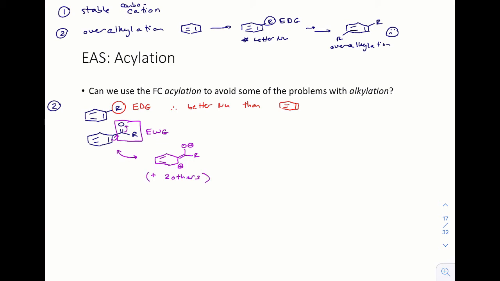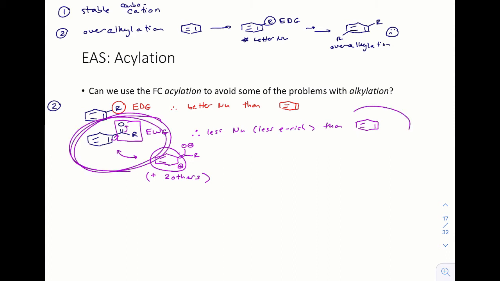What we see from the resonance structure that I drew is that this ring is less electron rich than just benzene without any substituents. So it is a worse, or a less reactive, nucleophile. So it's less electron rich, right? We see positive charge in the ring than the starting benzene. And so we do not expect this product to compete with benzene as a nucleophile.